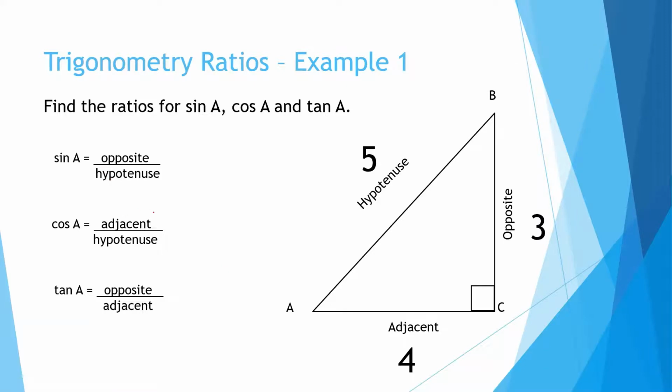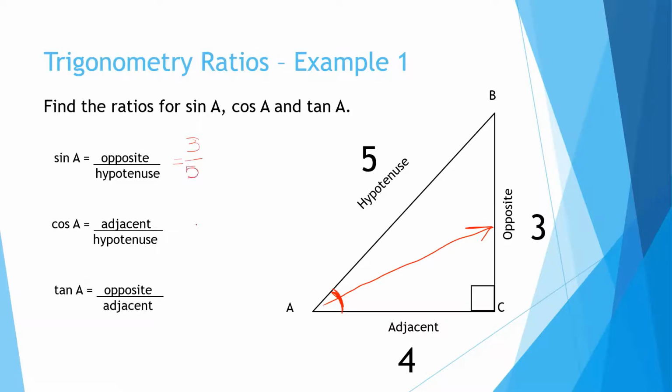All right, let's do an example. So find the ratios for sine A, cosine A, and tan A. So we look at the sides of the triangle, we have a 3, 4, 5. Well, if we remember, that's also a Pythagorean triple, but we're not discussing that today. So let's go on and look at this angle. So we're trying to find sine of A, okay? So the opposite side from this angle is 3, the number 3.